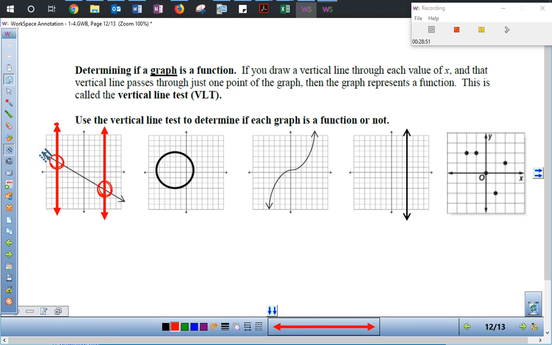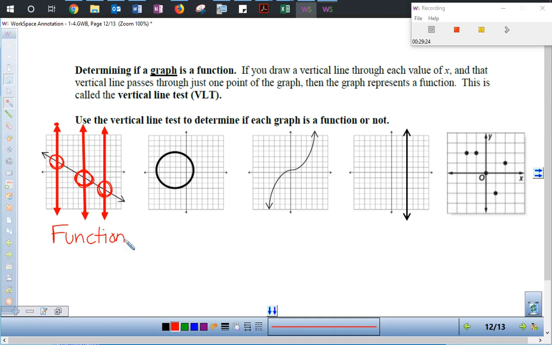I want to know if I choose any point on this line, will it always only go through one point? So I'm going to try and choose the trickiest part of this graph, which to me might be like in the middle or on the ends. So if I draw a vertical line right in the middle, again, it only crosses my graph in one place. So since I have drawn vertical lines and it's only crossing my graph in one place, this is a function.